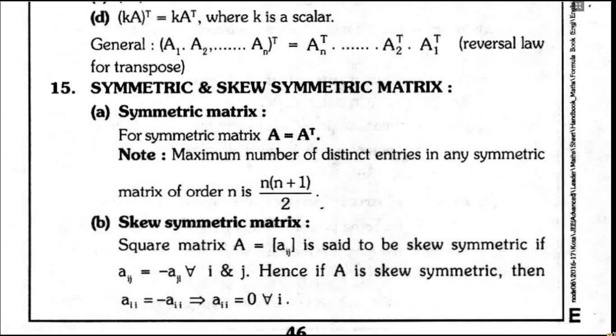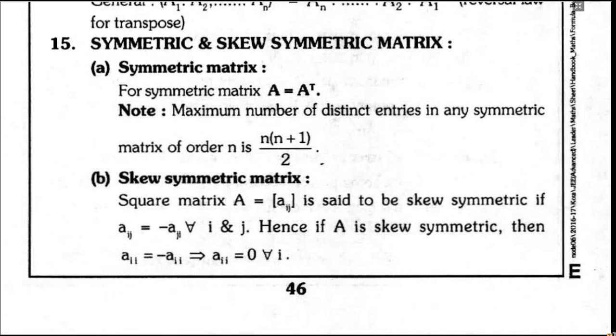Now symmetric and skew symmetric matrices. There we have seen symmetric and skew symmetric determinants. Here we are having symmetric matrices and skew symmetric matrices. For a symmetric matrix, A should be equal to A transpose. Maximum number of distinct entries in any symmetric matrix of order n is n into n plus 1 by 2.